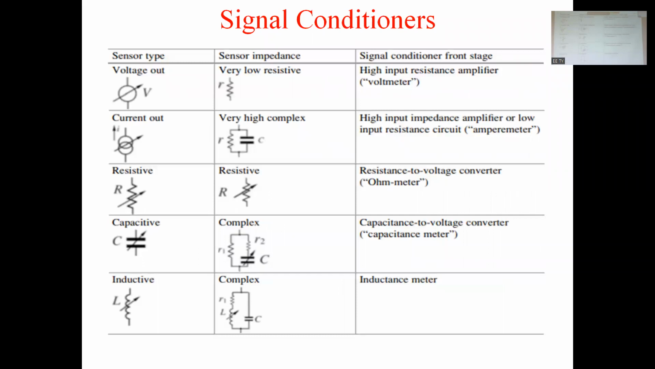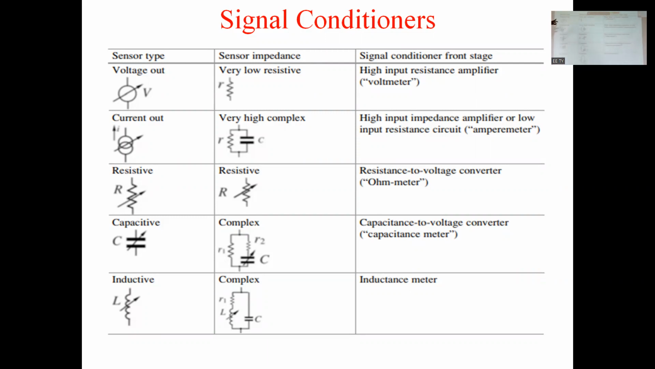Okay, now there are 5 types of output. There are 5 types of output obtained from the sensor element that we have already discussed. The output obtained from the sensor element is in the form of electrical signal: one is voltage, current, resistive, inductive, and capacitive.